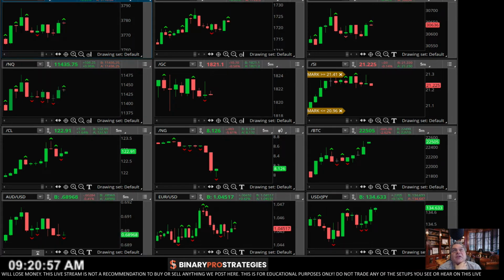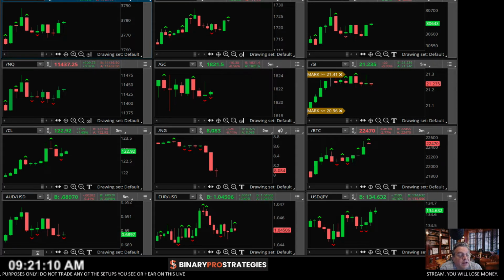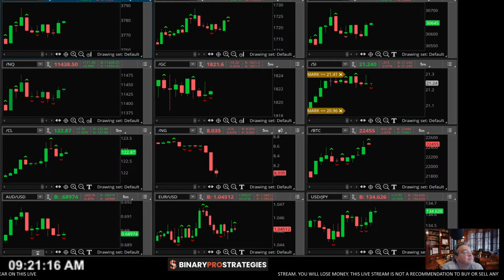So we'll see. There may be an attempt for it to rally up and try to fill up its gap from yesterday's morning. The first gap is going to be filled somewhere around 31,425. So we'll see if it can attempt to do it today. All right.